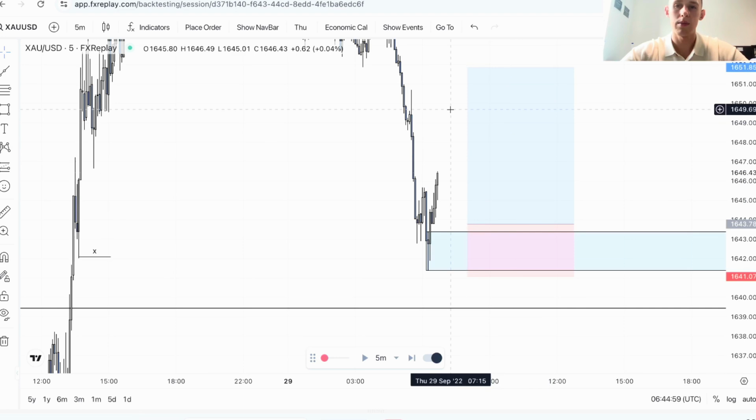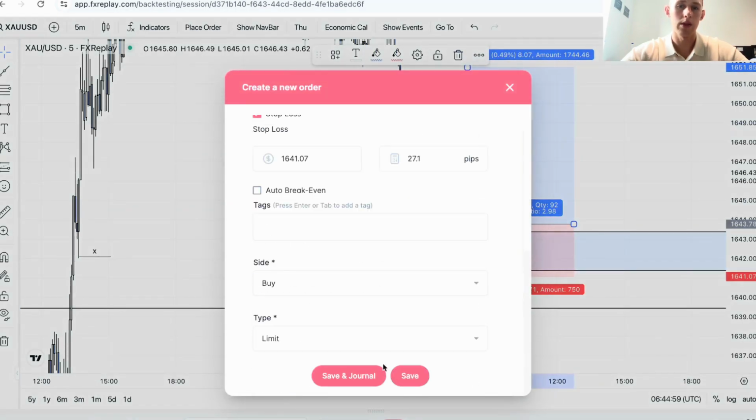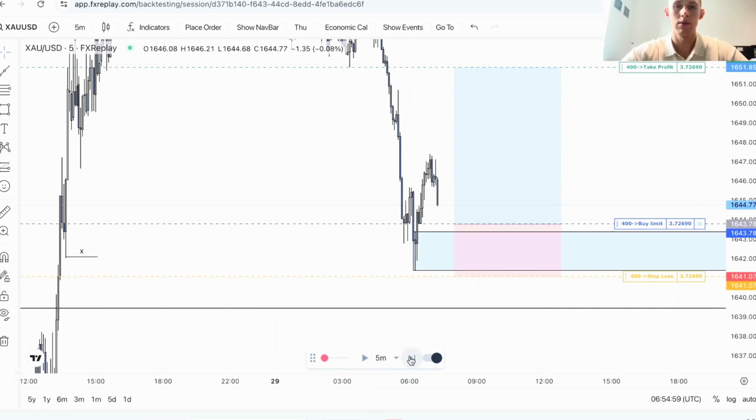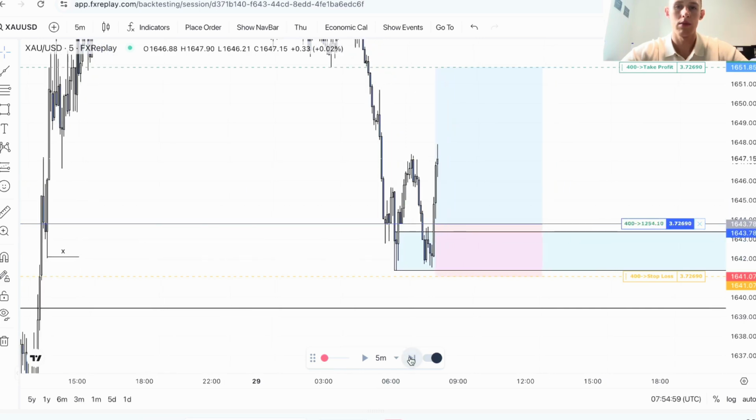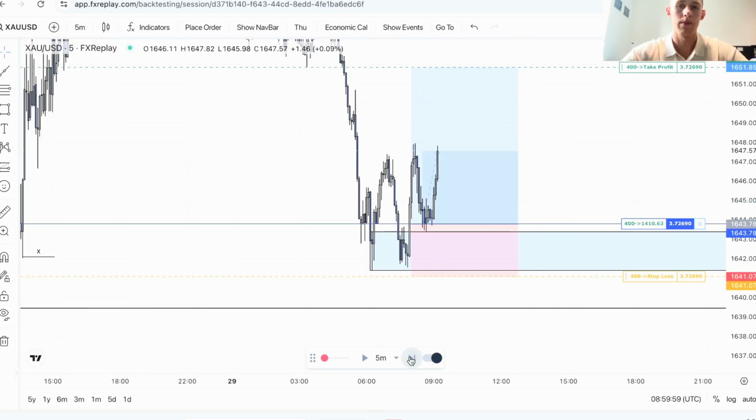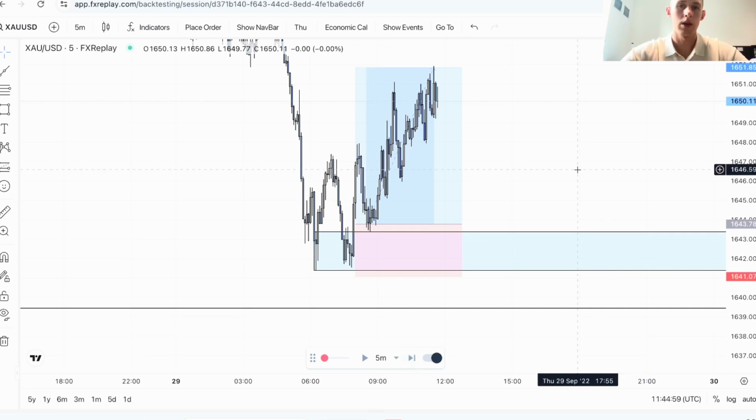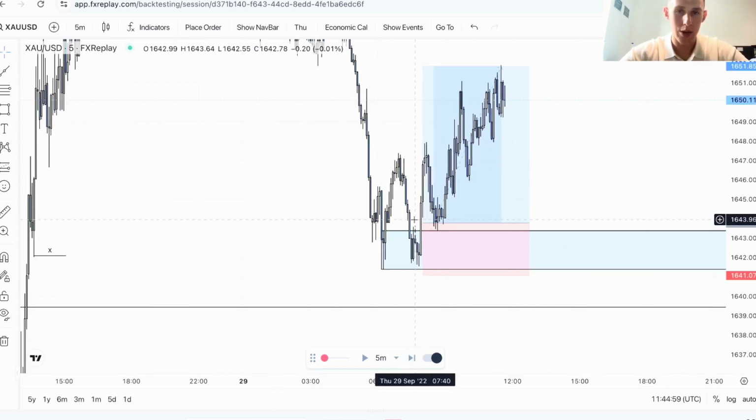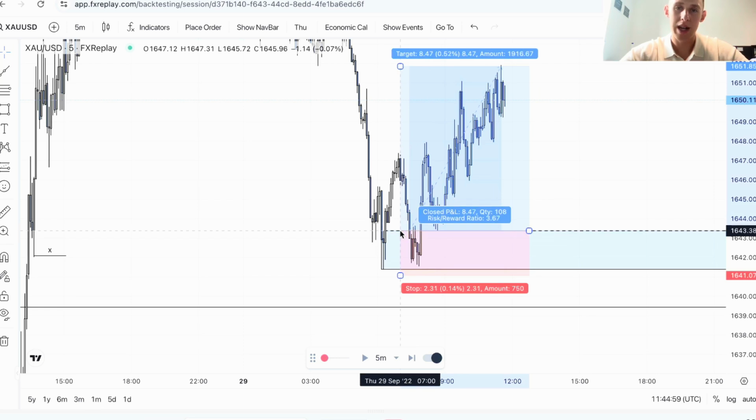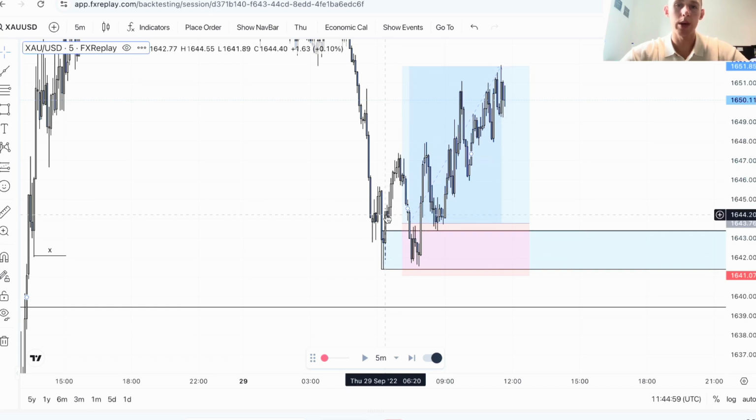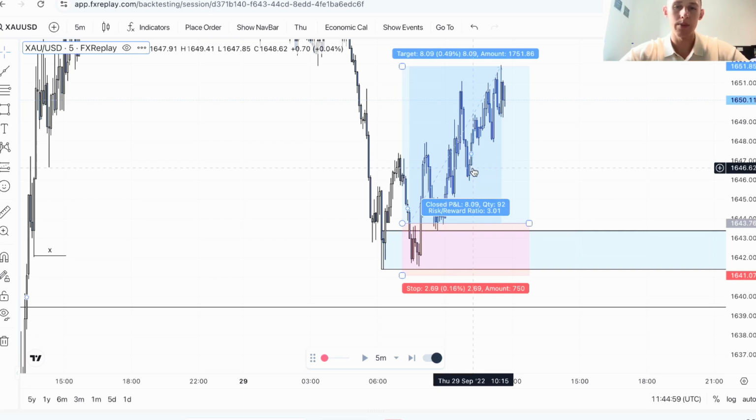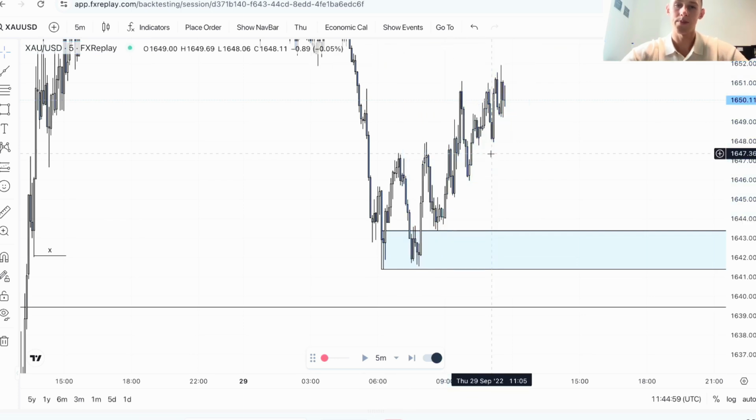Bit of a more aggressive trade, but I think it's worth the risk. Cool, so there we go. Almost hit stop loss, but that's fine. Could have slightly refined that, but my thought process was I'll set a limit here because this was the last liquidity within that range. And yeah, I'd rather have a slightly bigger stop loss rather than miss the trade altogether.